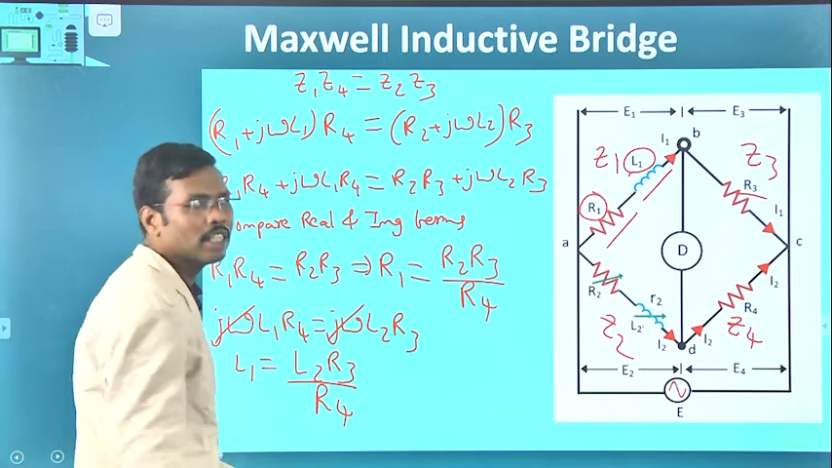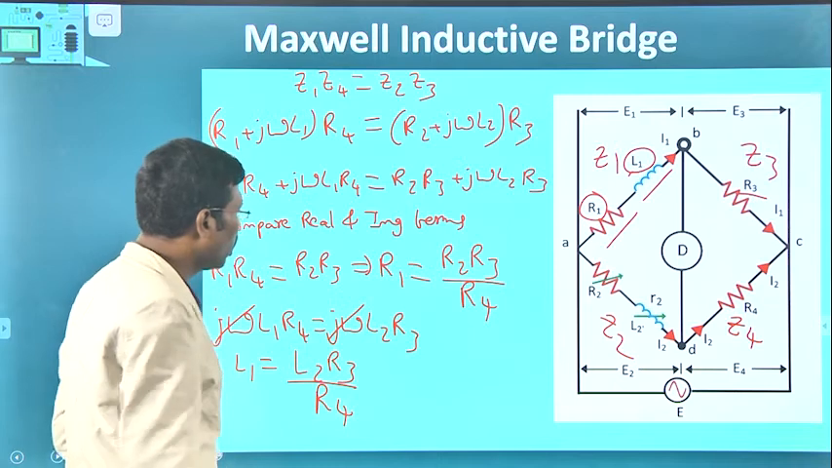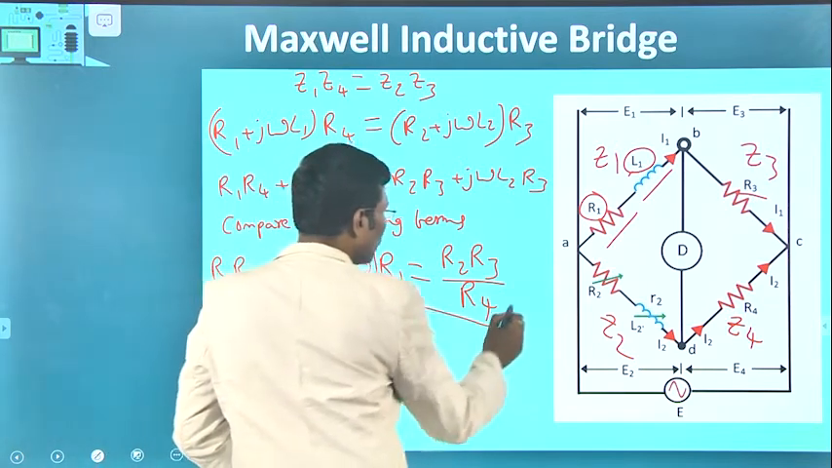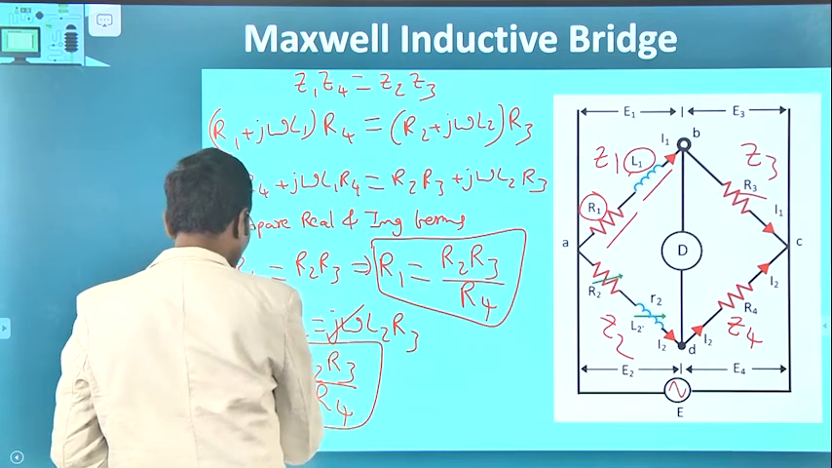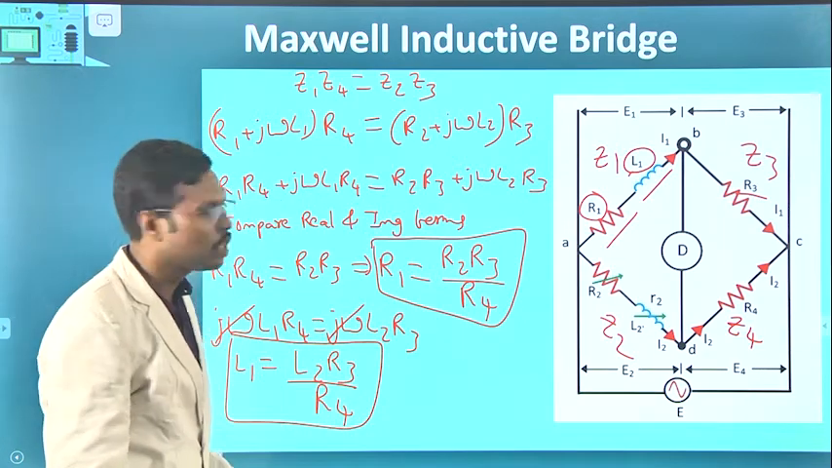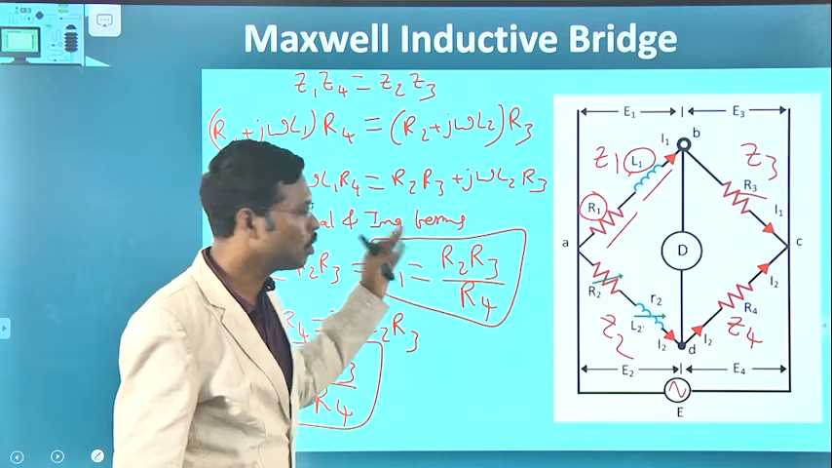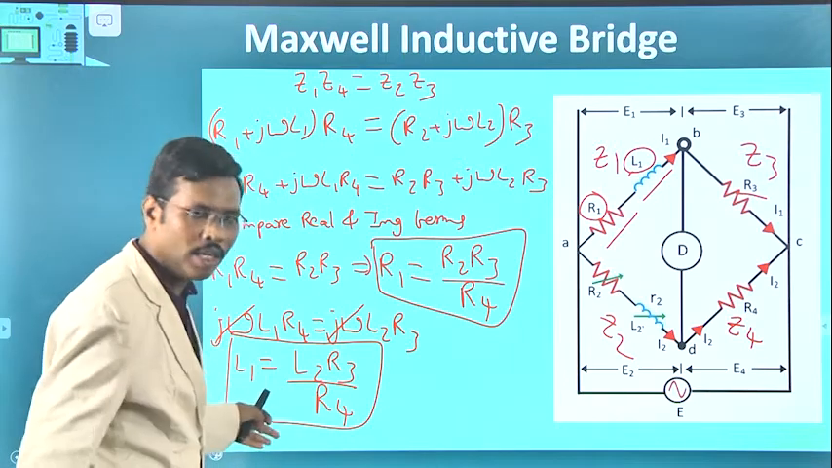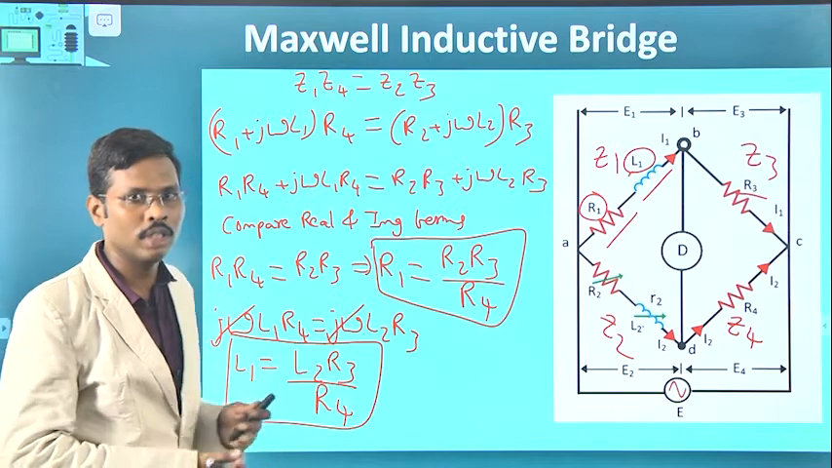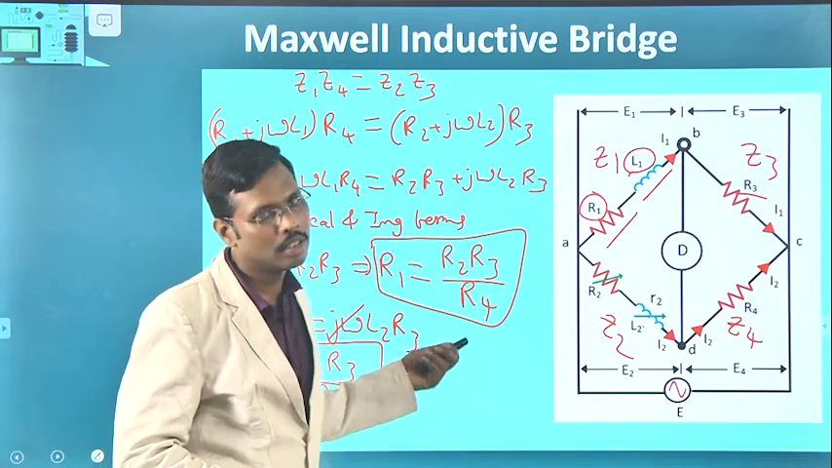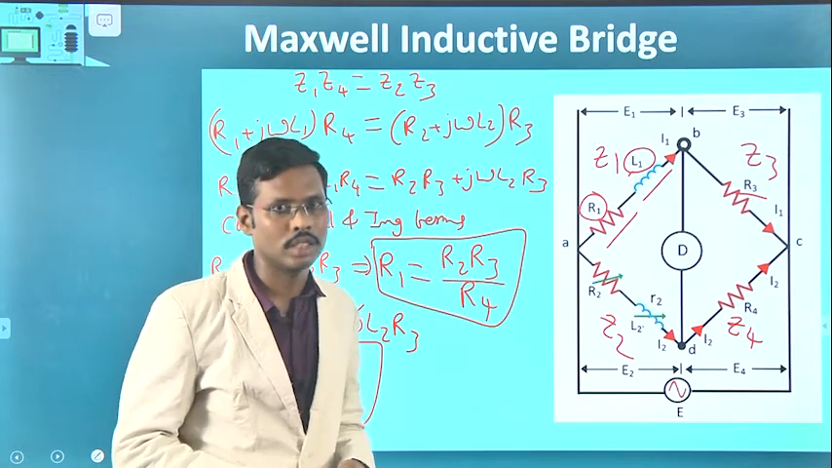So, by using the AC bridge balanced condition and by substituting the impedance values of this circuit, we are able to derive the expression for the unknown resistance R1 and unknown inductance L1 in this Maxwell inductive bridge. R1 is nothing but R2 R3 by R4, which are known values, and L1 is nothing but L2 R3 by R4, which are also known values. So, by substituting these known values into these expressions, we can find out the unknown values of inductance and resistance.